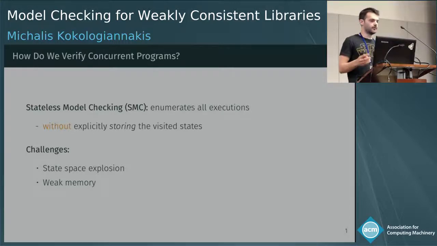You can imagine that if we have a sequentially consistent program and we want to enumerate all of its interleavings, then this number is going to be exponential. And the second challenge is the weak memory models employed by modern microprocessors that introduce new behaviors that we need to take into account. So I'm going to try and briefly summarize what has been done about these two challenges and what's left to be done.